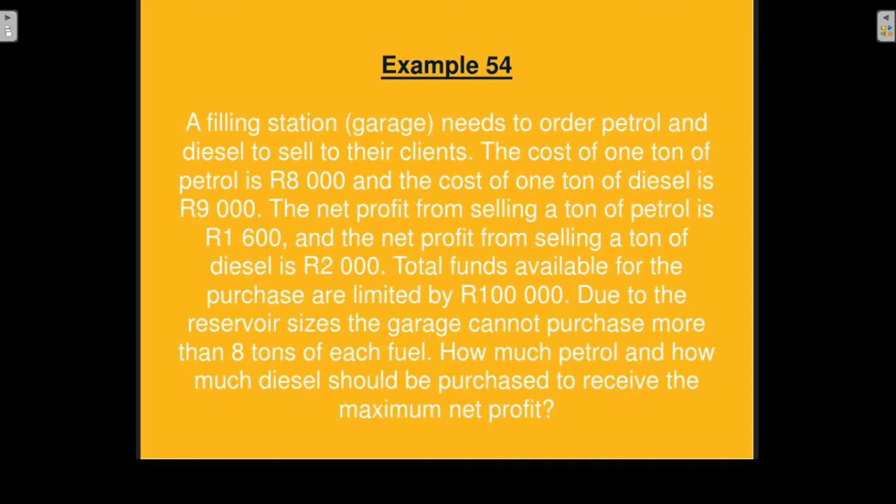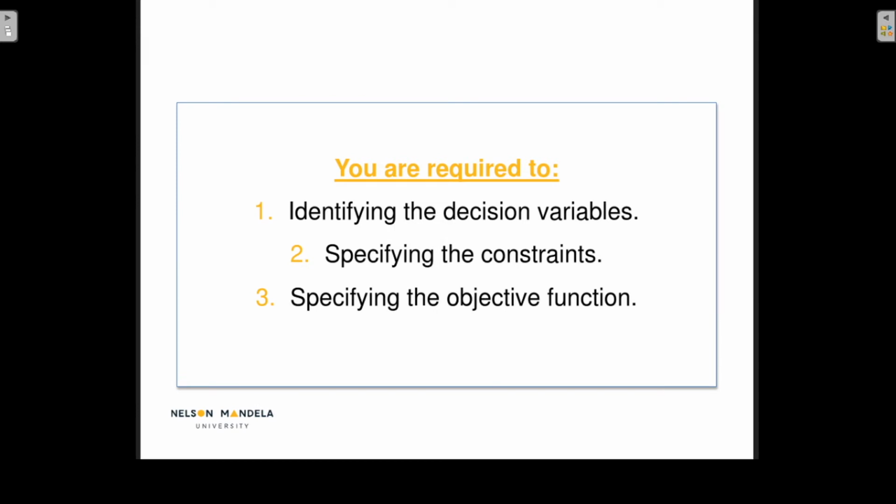Now, when you want to rewrite this as a mathematical model, we are required to, first of all, identify the decision variables, then specify the constraints, and then also to specify the objective function. You will remember that the decision variables are the variables or the quantities that we would like to solve with our LP problem.